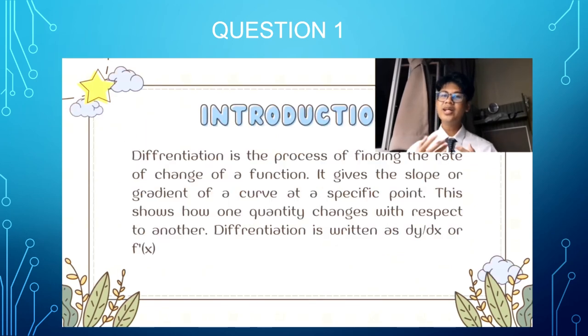For the first thing, what is actually differentiation? Differentiation is the process of finding the rate of change of a function. It gives the slope or gradient of a curve at a specific point. This means that whenever we use differentiation, we need to determine the gradient of the graph, and moreover, this shows how one quantity changes with respect to another. Differentiation is written as dy/dx or f prime x, which is what we differentiate from f(x), the function of x.